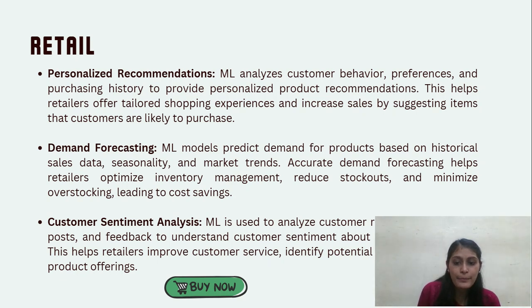Then we have demand forecasting. So ML models can be used to predict the demand for products based on historical data. This forecasting will help retailers to optimize inventory management, reduce stockouts, and minimize overstocking, which will lead to cost savings.